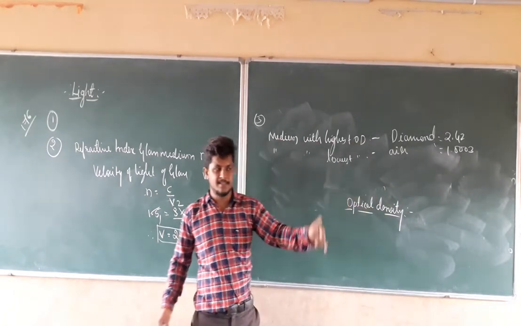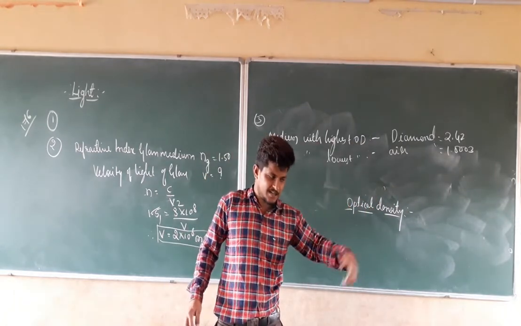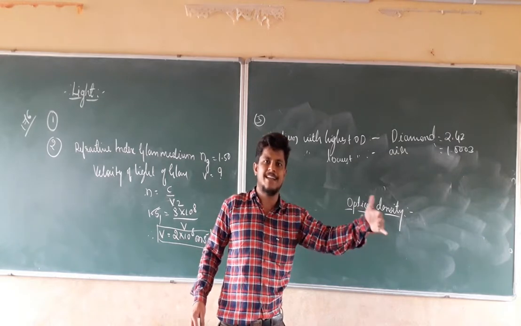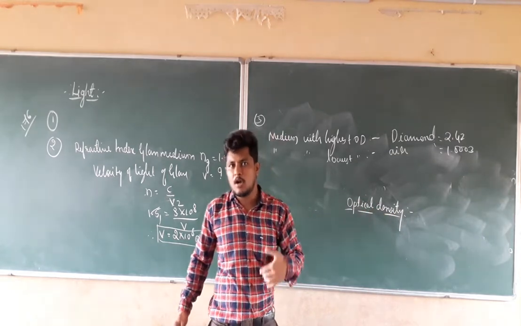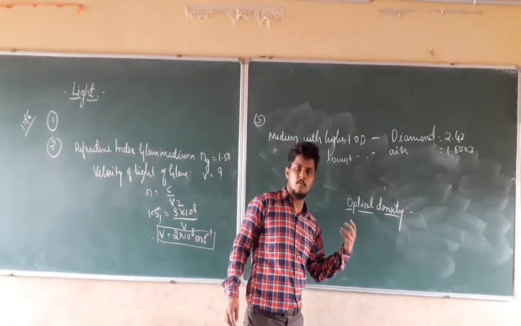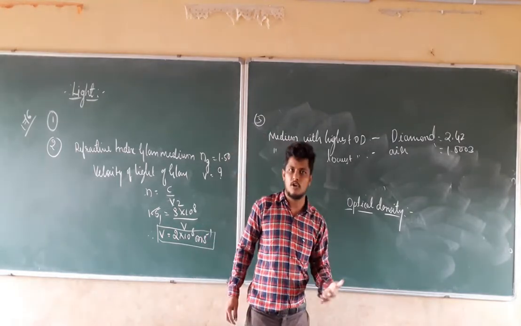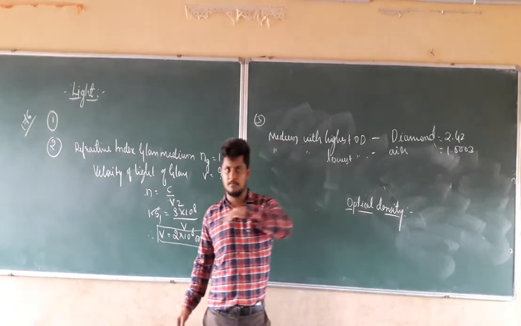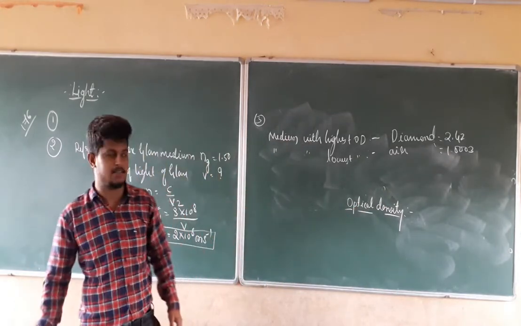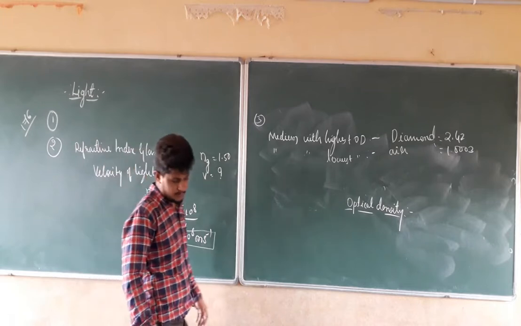Optical density is nothing but how much the medium absorbs light when it travels through it. The more the absorption of light, the more the optical density and the more the refractive index of that medium, and the less the speed of light in that medium. I hope this is clear. Next, fourth question.